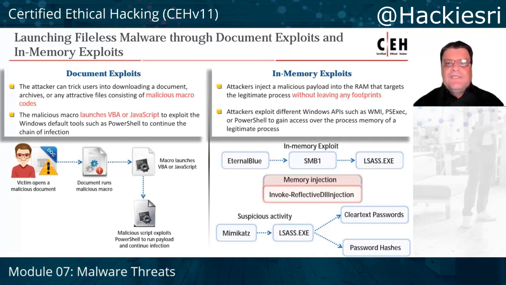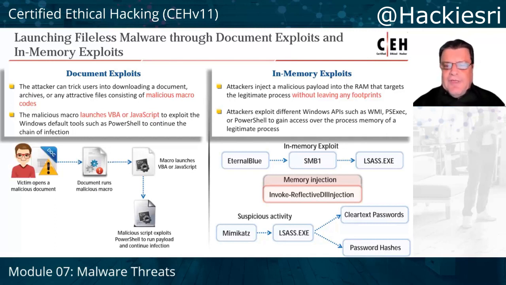In this case, attackers inject a malicious payload into the RAM that targets a legitimate process without leaving any footprints. And notice again, in the red, without leaving any footprints. Attackers exploit different Windows tools such as WMI, PSExec, or PowerShell to gain access over the process memory of a legitimate process. So in the case of an in-memory exploit, we see such things as EternalBlue. This doesn't say so, but EternalBlue was in fact the ingredient in the WannaCry ransomware.